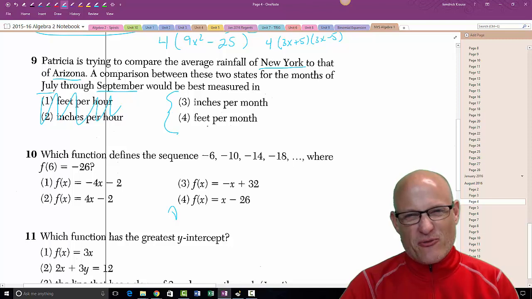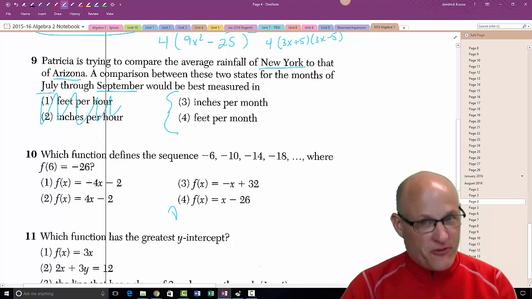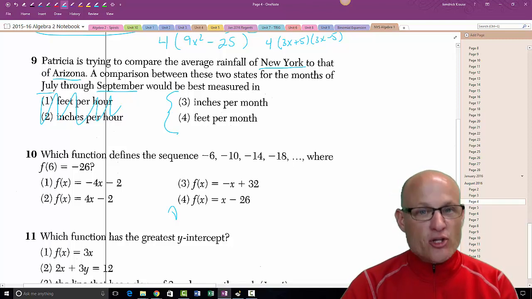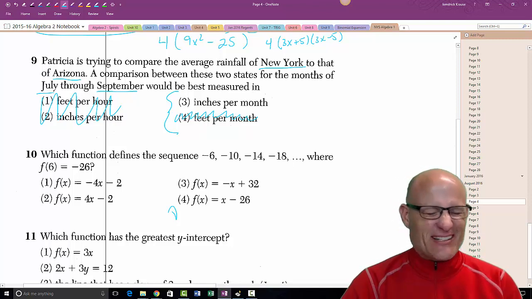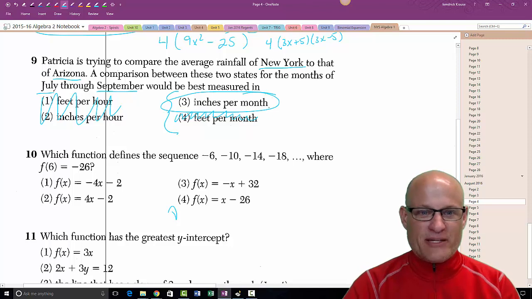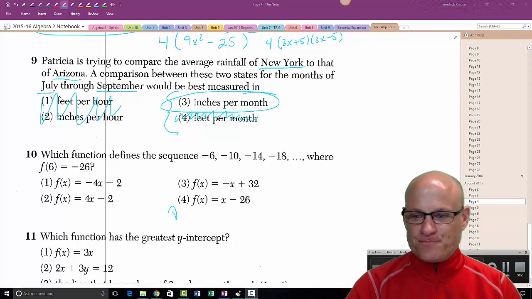The reason you don't want to do feet per month is because if you get feet of rain in a month, you've got massive problems. Nobody gets feet of rain in New York or in Arizona. You might, unfortunately, down in Louisiana, where they're getting hammered right now, and I feel really bad for them. It is awful, but there is no way. So the answer would be inches per month.